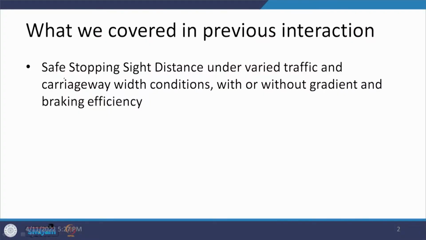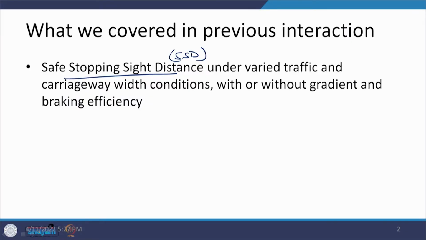Dear students, we are now again going to interact in this course on geometric design. We have already started discussion on sight distances, and in the previous interaction we talked about the safe stopping sight distance, which is also called SSD. And this SSD we have talked under the various conditions of carriageway and traffic movements, like the road is a single lane or a 2 lane or a multi lane, and the traffic which is moving on that is unidirectional traffic or it is moving in both the directions.